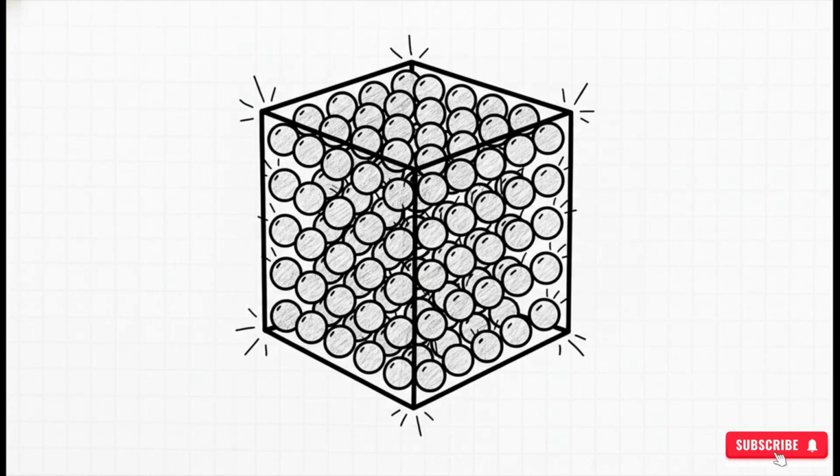Let's start with solids. I want you to picture a perfectly organized classroom. All the students are sitting at their desks in neat rows. They can kind of fidget in their seats, vibrate a little, but they can't get up and wander around. That's exactly what the particles in a solid are like. They're packed together super tightly in a fixed structure. And that's why solids, like an ice cube or a book, have a definite shape and a definite volume.